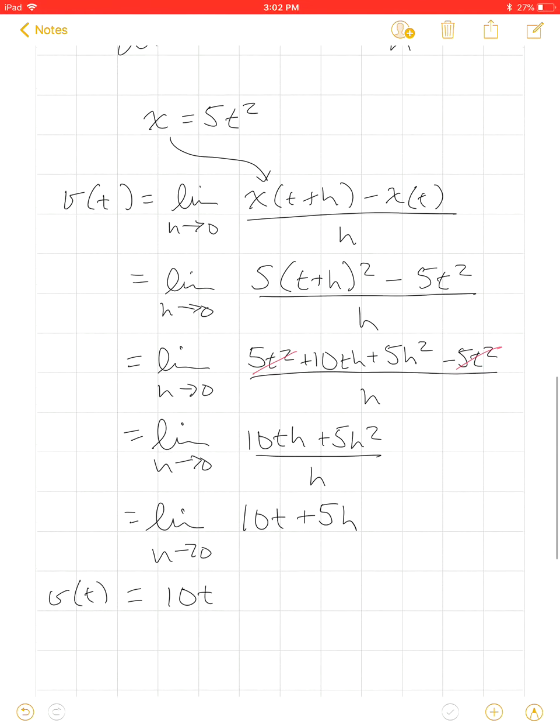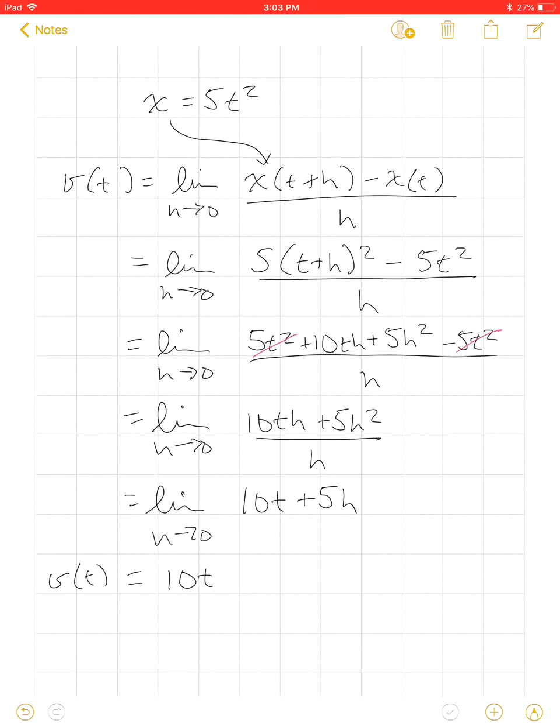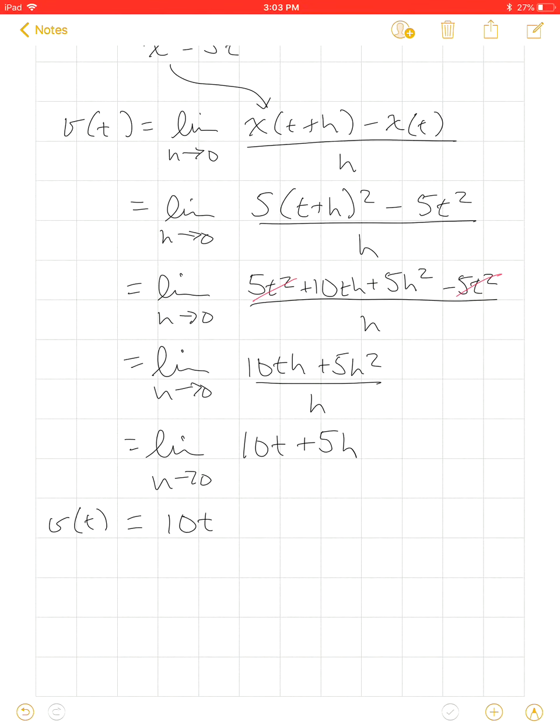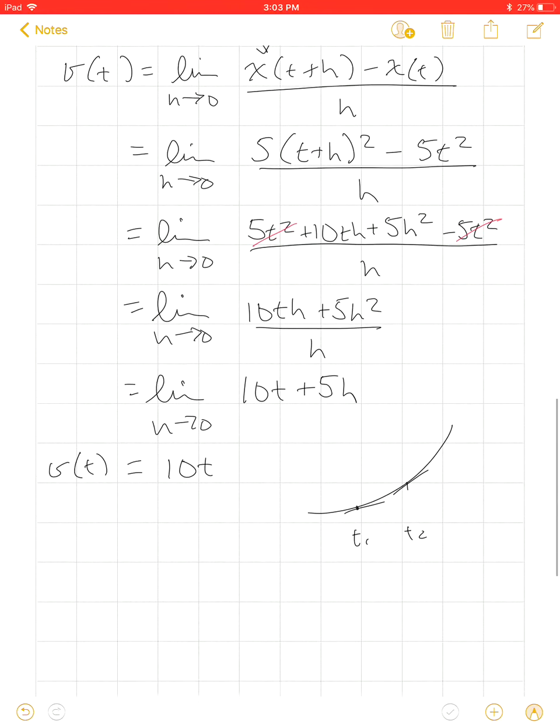And we can plug in a value for t naught to figure out what it is exactly at a particular time. So this would give us, you know, some sort of curve, and depending on if we stuck in the value for t1 or t2, we would know exactly what the slope is at either of those points.